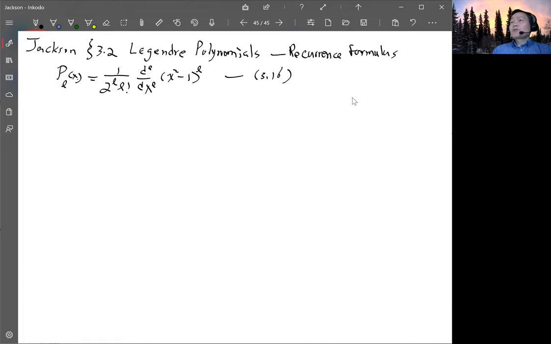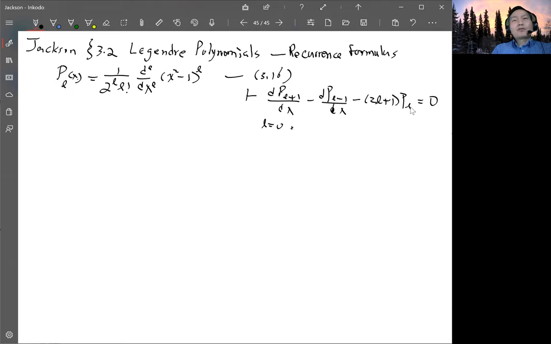Okay, so the first recurrence formula Jackson tried to show is this formula: dP_{L+1}/dx minus dP_{L-1}/dx minus (2L plus 1) P_L is 0. He tried to show that using the Rodrigues formula. So we'll do that, but before we do that, we can check this relation, whether it's true, at least for the lowest order L.